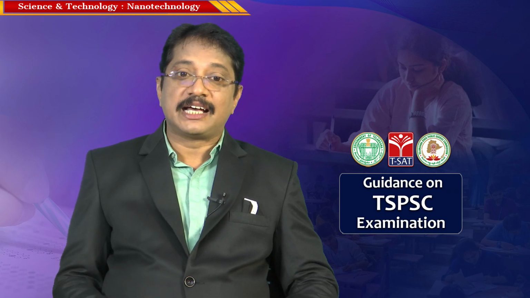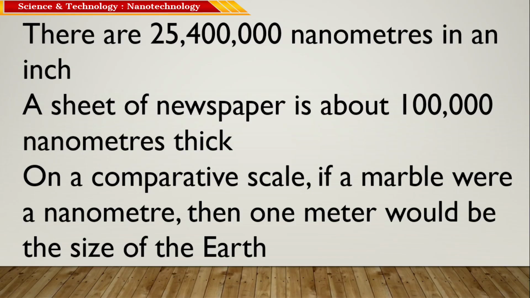There are 25,400,000 nanometers in an inch. Now imagine, what is the length of 1 inch? So we can divide that inch into 25,400,000 nanometers.